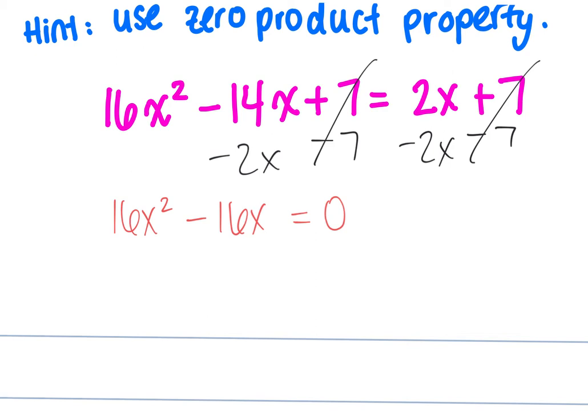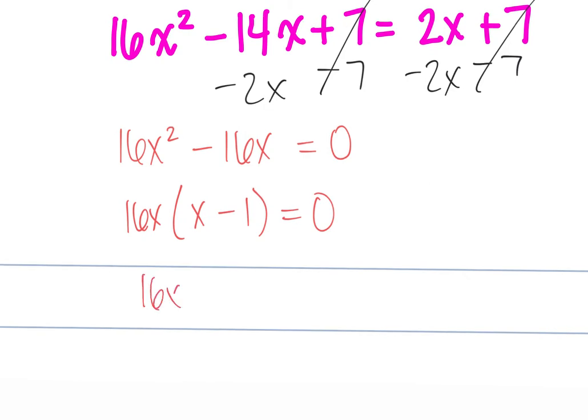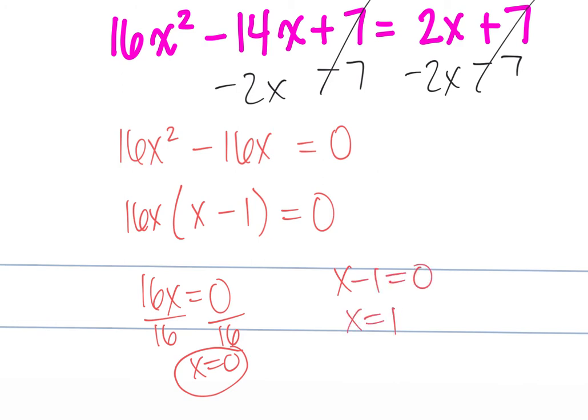And then you have to do the greatest common factor, which is going to equal 16x. And then inside is going to be x minus 1. And then you got 16x equals 0. Then you divide 16 from both sides, which equals 0. So x equals 0. And then the other one is x equals 1.